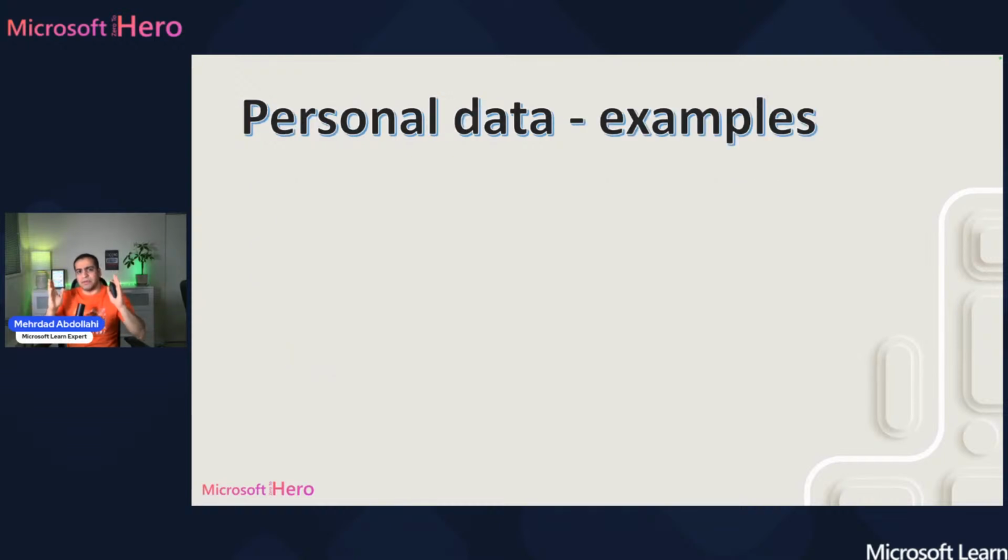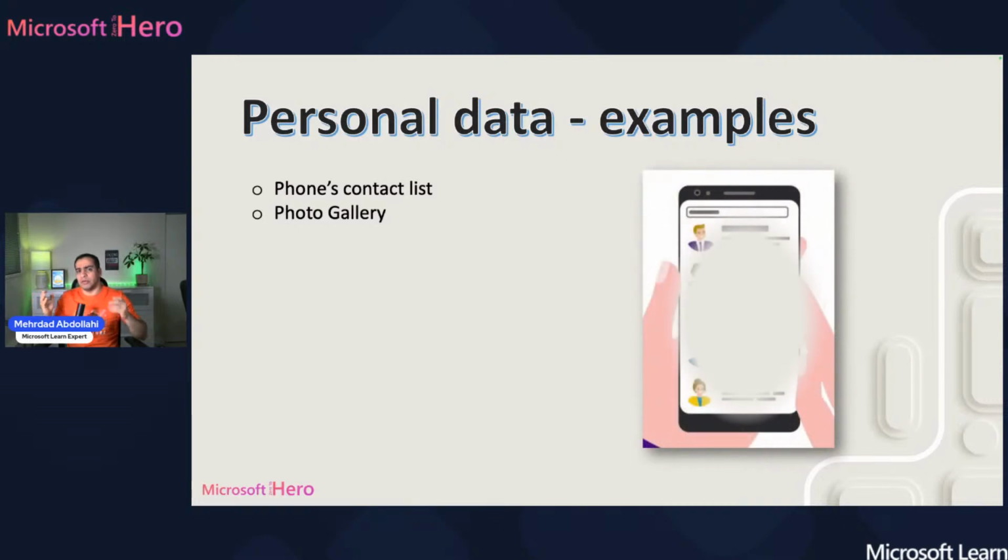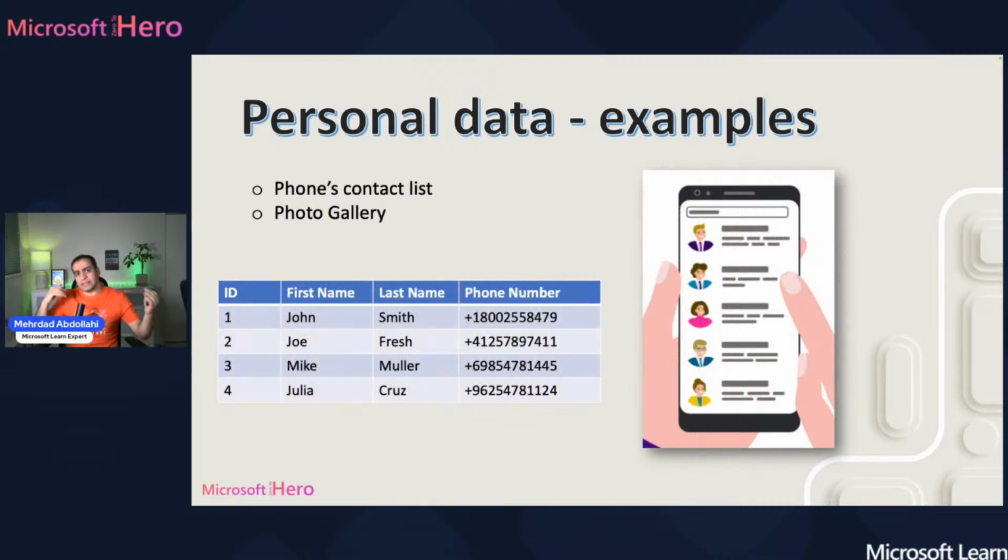Let's have some examples of personal data. Everybody is working with smartphones, or even the old phones, right? We have a contact list in our phone, or we have photos in our gallery. So they are going to be stored somewhere. For example, for the contact list, of course, there is something in the backend that is storing the data, like the first name, last name, and phone number, and each of them might have a photo, for example. So it is an example of personal data.